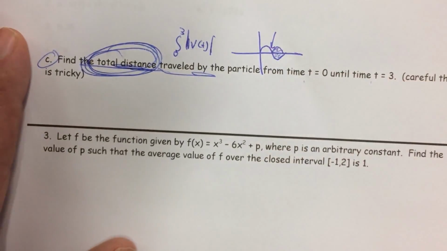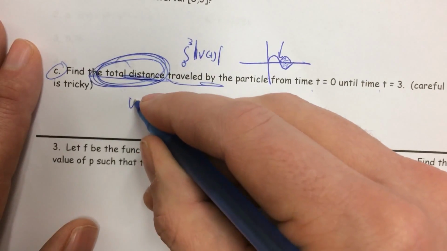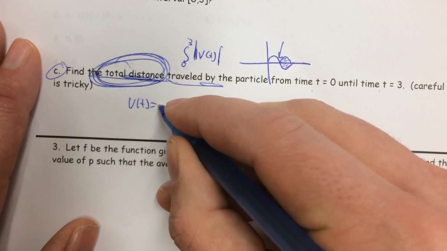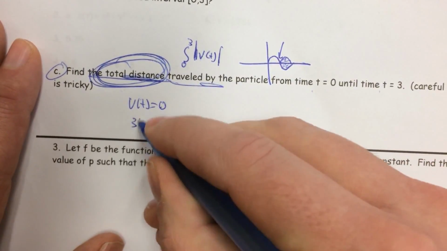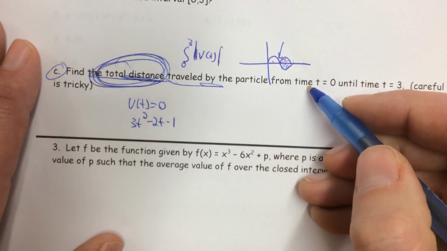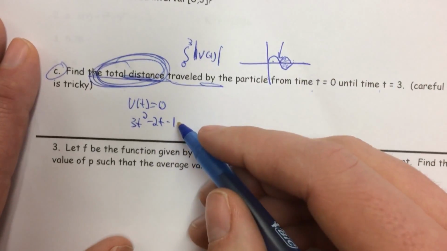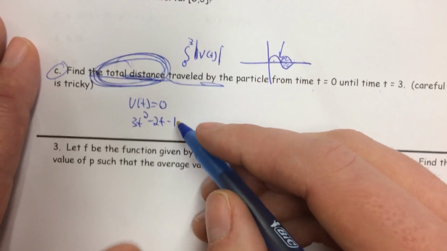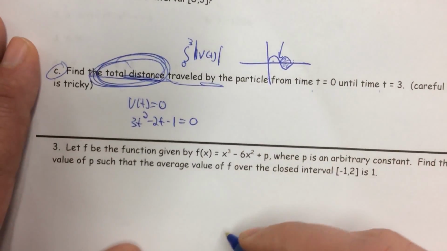And so the first thing to do is to find where the velocity is 0, if the velocity ever equals 0. So what we do is we see where is v of t equal to 0. 3t squared minus 2t minus 1. We're seeing, does the velocity ever change directions? Because if it does, we'll need to split it up into two separate integrals and make them both positive. So this needs to equal 0.